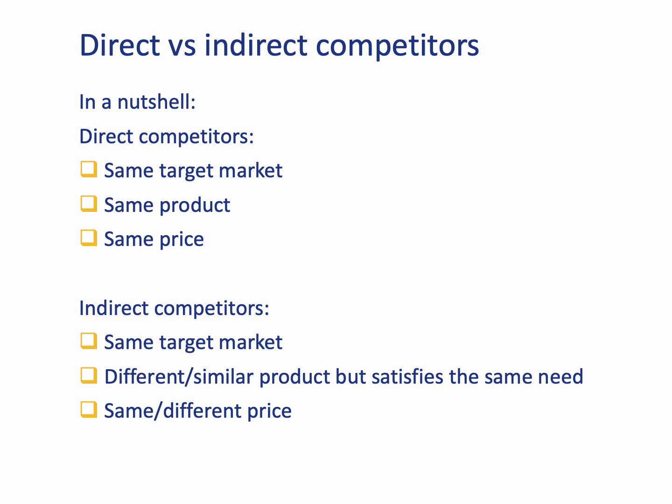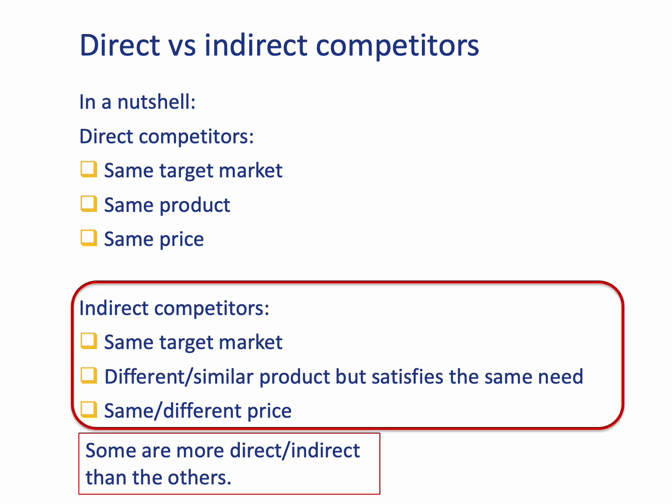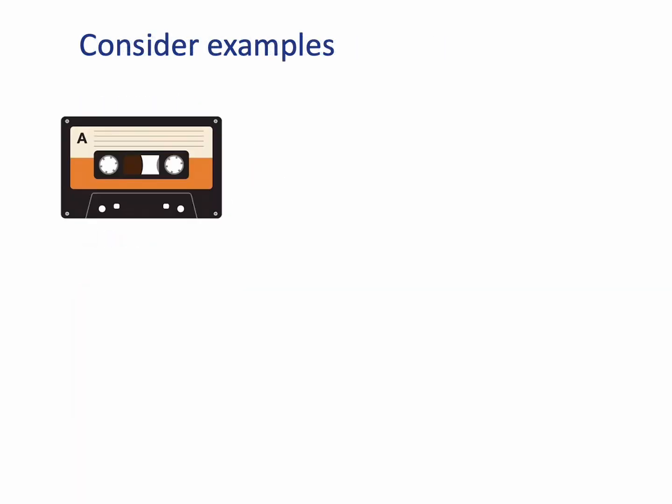I have already recorded a video on the differences between direct and indirect competitors, but just to recap very briefly, indirect competitors would go after the same target market as direct competitors. However, they would offer different or slightly different, or might be similar products that satisfy the same need, and they would charge the same or different price. So the differentiation comes in terms of either a product, a price, or both. However, they would go after the same target market. Let's now consider some of the examples.